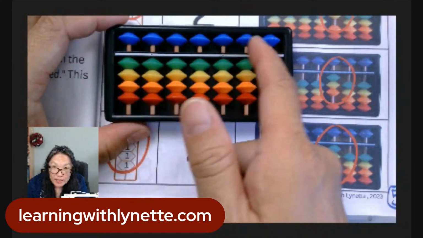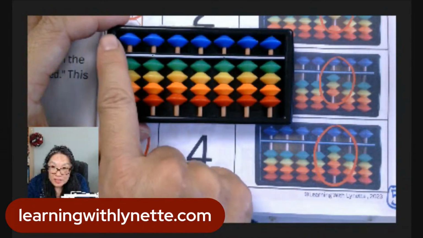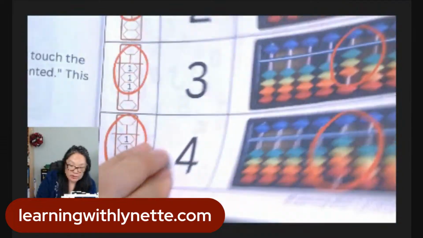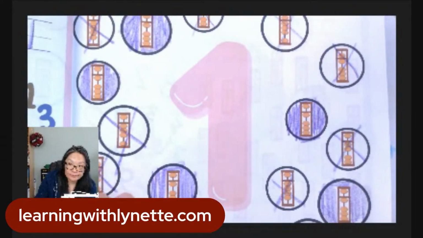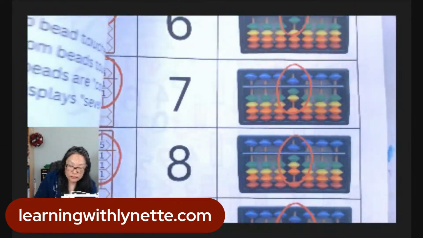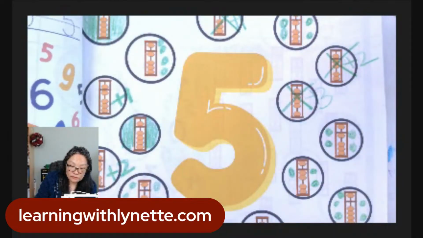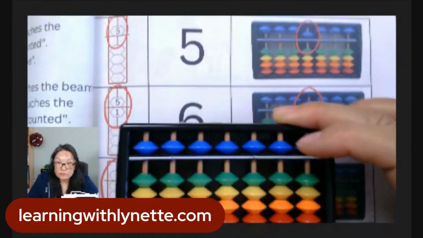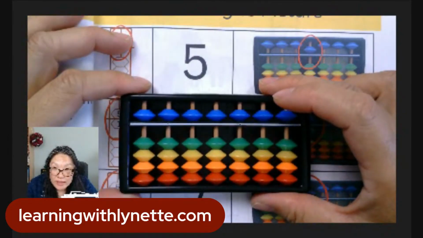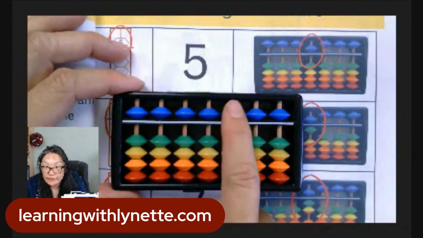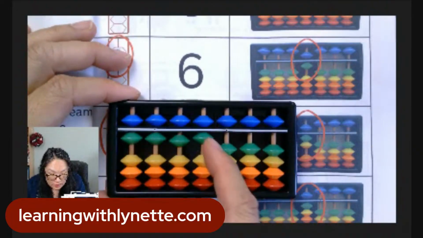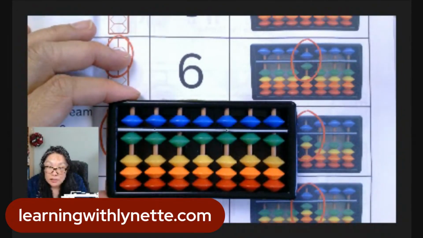Notice none of the top beads are touching because what happens? The top bead is a value of five. That's what five is. So we have five. And then after five, we have six. Six looks like this. That's what six looks like.